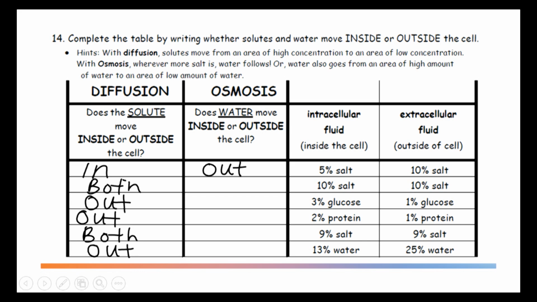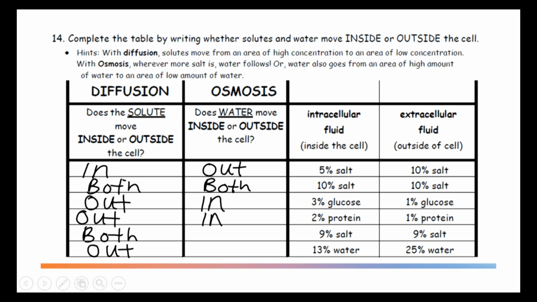All right, how about the next one? 10 and 10. Those are equal. So the water is still going to be moving here, but it's moving in and out at the same rate. So let's write both again for that one. All right, the next one, we're going to high solute. There's 3% on the inside, 1% on the outside, glucose. So that means that the water is going to be moving in to this cell, because that's where the high solute is. All right, 2% on the inside, 1% on the outside. That means we're moving in again.